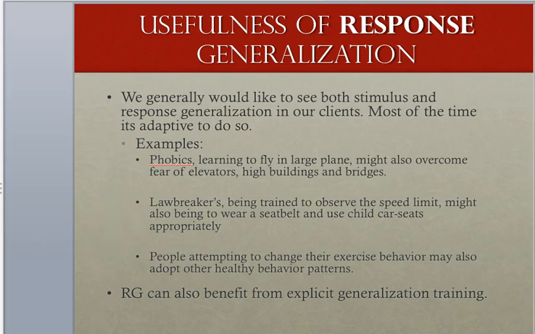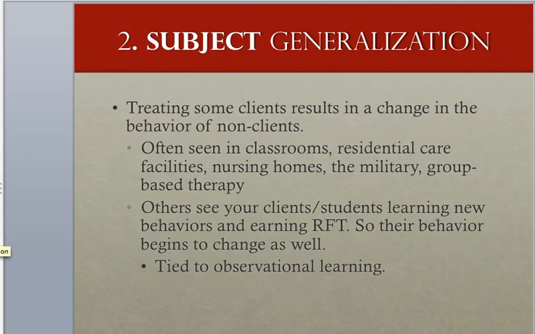All right. The second category of generalization is subject generalization. This is a very odd phenomenon, but it does occur. This is where you are in a setting and you are working with certain individuals who've been targeted for behavioral intervention. And as their behavior changes, you find that other individuals who are not being treated change their behavior as well.